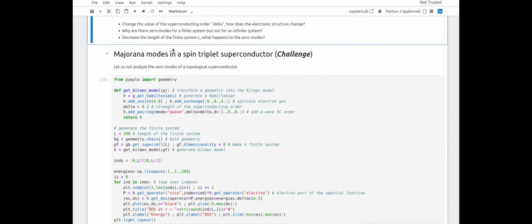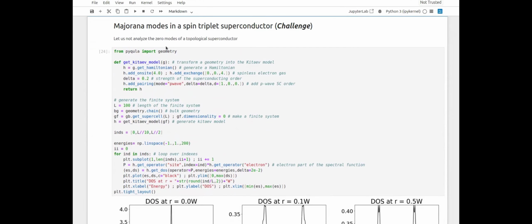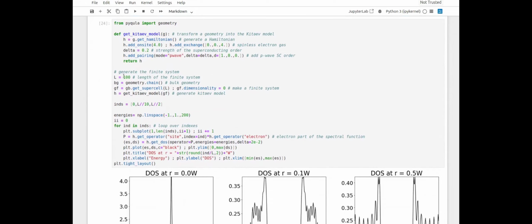Okay, so let us look a bit more into Majorana modes in spin triplet superconductor. So now we are going to analyze more in detail the topological modes. So for that, we are going to again generate our one-dimensional topological model. So this is going to be this one-dimensional chain with p-wave superconductivity. And we are going to take a relatively large one-dimensional chain with edges, and we are going to add superconductivity to this system.